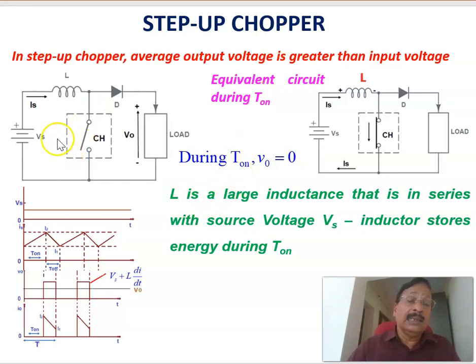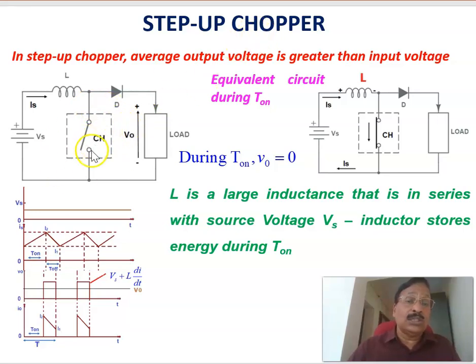Here the DC voltage input is there, and the load is connected at the output voltage V0. The inductor is at the input side, the switch is connected across, and there is the diode. So this is the circuit topology of a step up chopper.